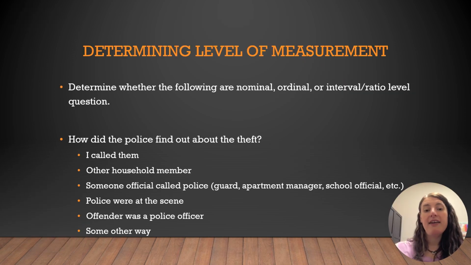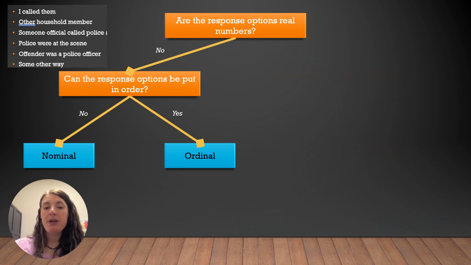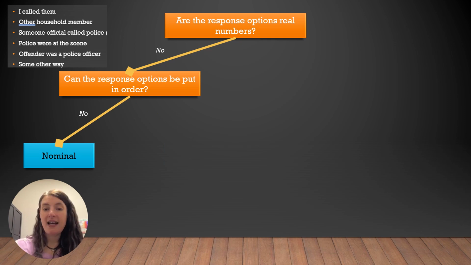Another question, how did the police find out about the theft? The participant is given several responses, including the person themselves, someone else in the household, officers were already there, etc. So these options, are they real numbers? Nope. Can they be put in order? Is there any way to rank who called the police based on these answers? Nope. So we've arrived at our decision. It's a nominal measure.